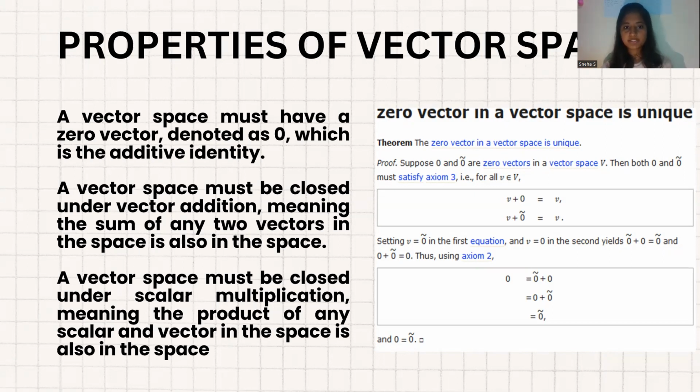Next, a vector space must be closed under vector addition, meaning the sum of any two vectors should be in the given space. And a vector space must be closed under scalar multiplication, meaning that the product of any scalar and vector should be in the space.